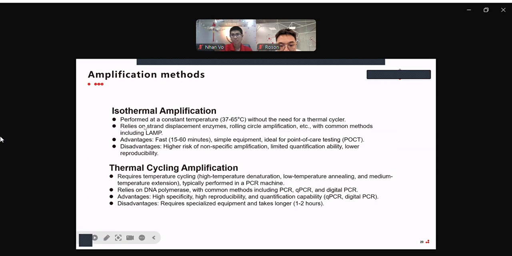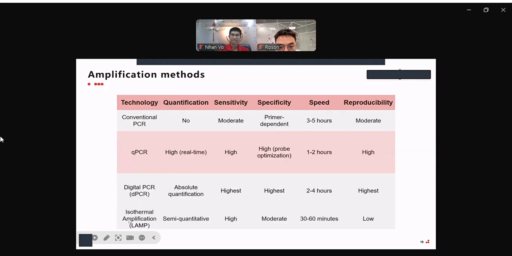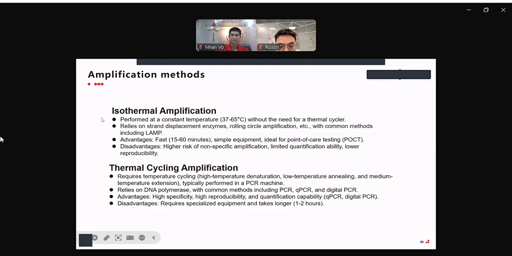And this kind of method relies on strand displacement enzymes, rolling circle amplification, and common methods including LAMP. So LAMP is one of the isothermal amplification methods. And there is also another kind of amplification already used in the IVD industry, called isolated isothermal amplification. I'll introduce this kind of method later.